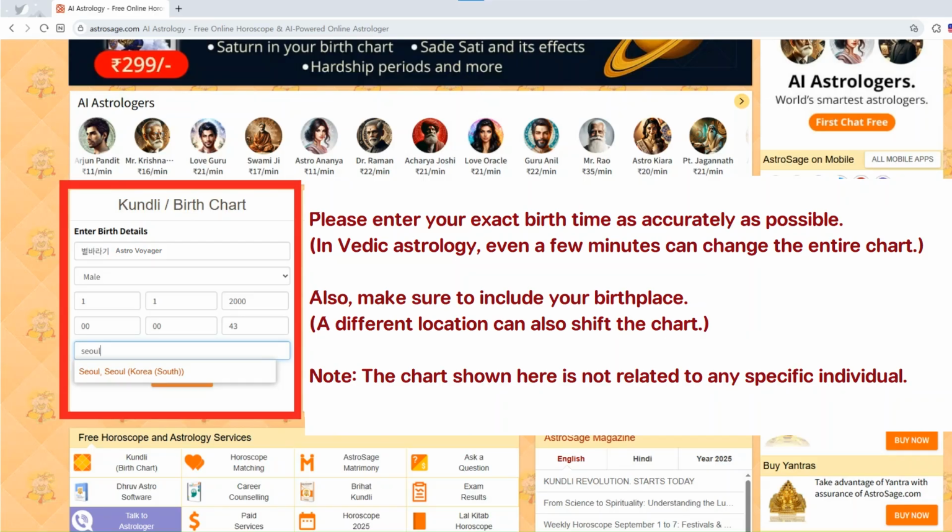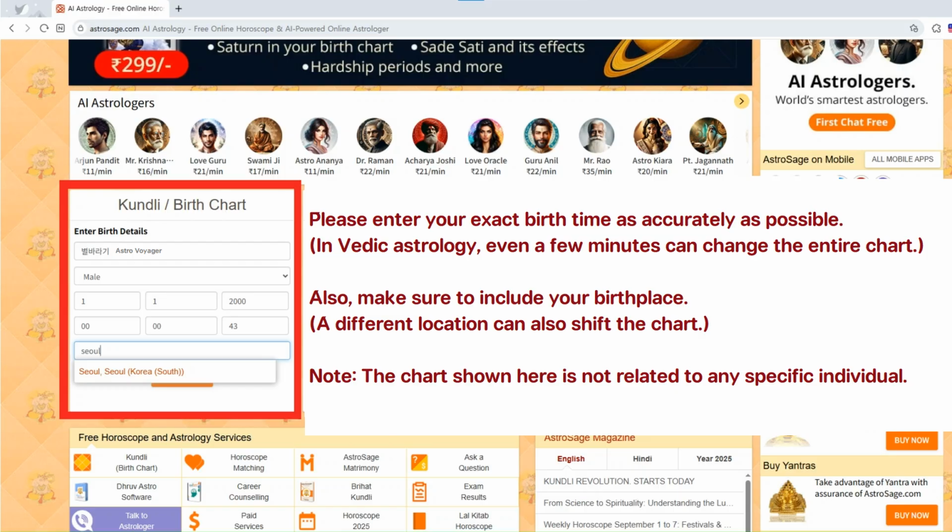Please enter your exact birth time as accurately as possible. As a sample, let's enter January 1st, 2000 at exactly 12 a.m. Make sure to enter the time as accurately as possible. In Vedic astrology, even a few minutes can change your chart.